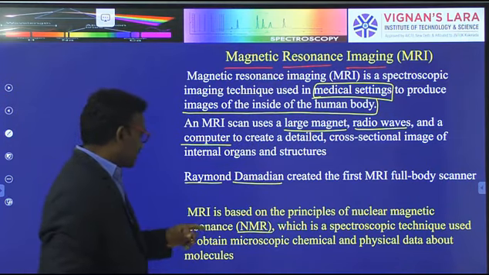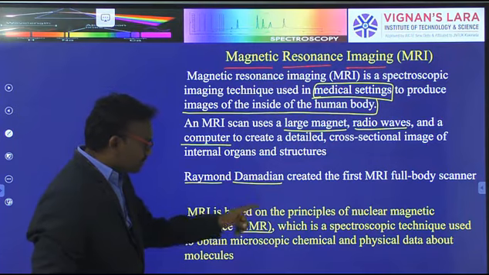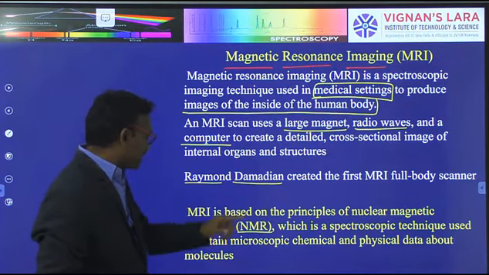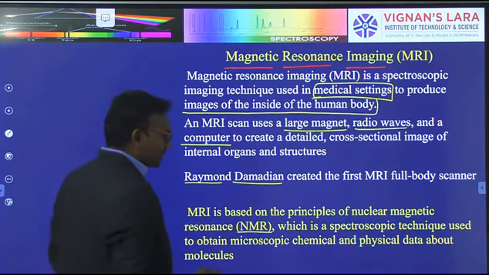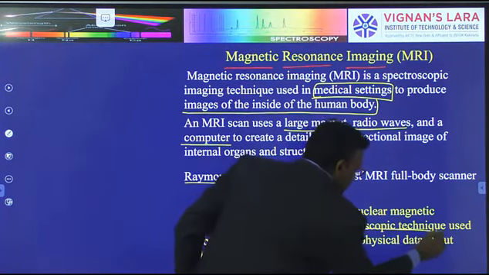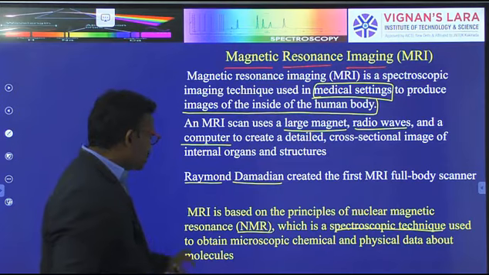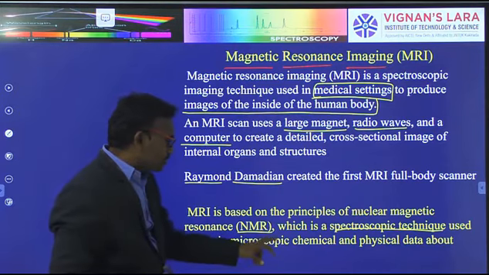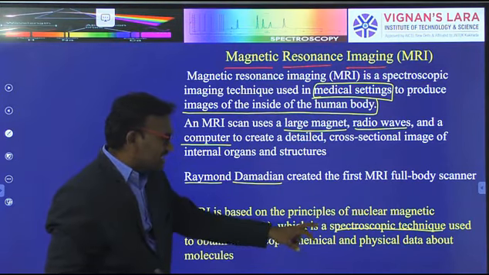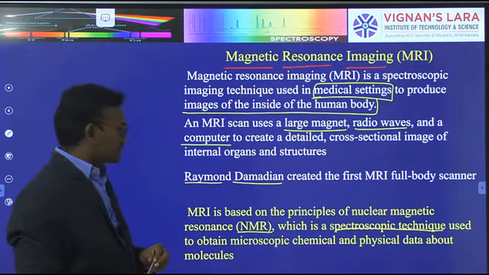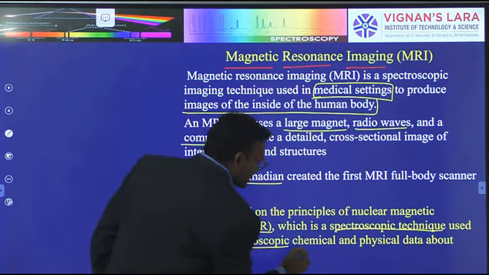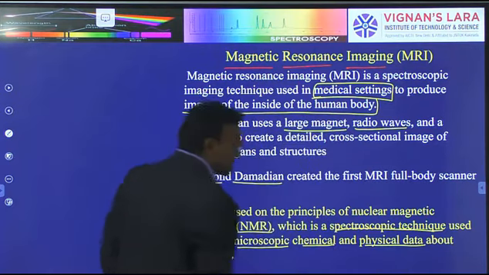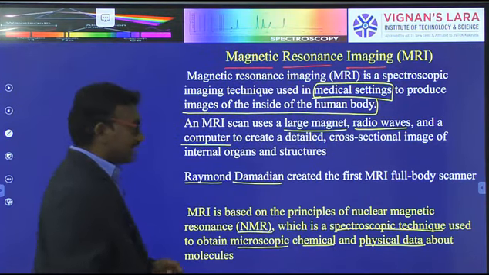MRI is based on the principles of nuclear magnetic resonance, which is a spectroscopic technology. It is used to obtain microscopic chemical and physical data about molecules.